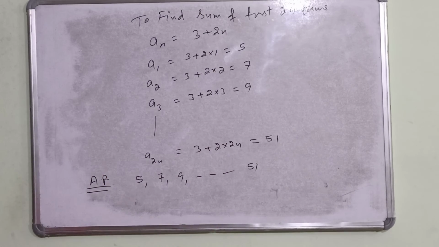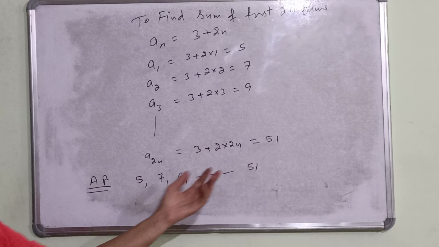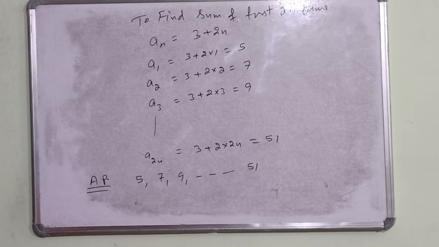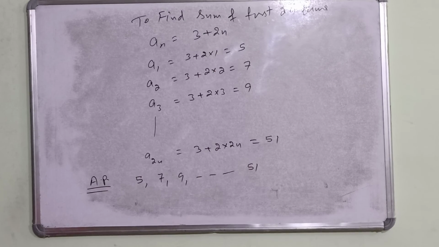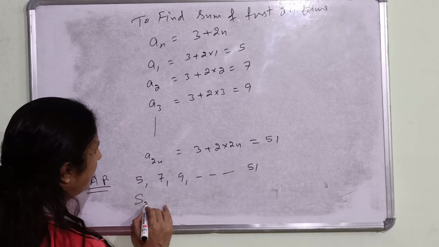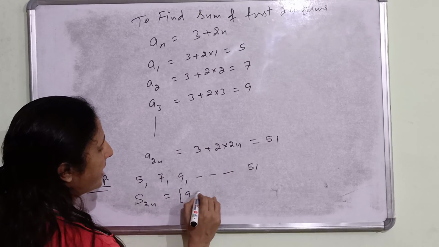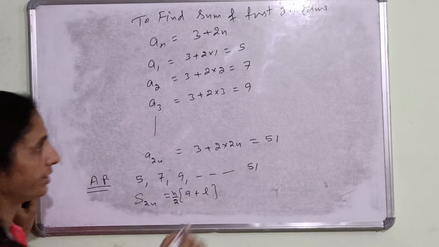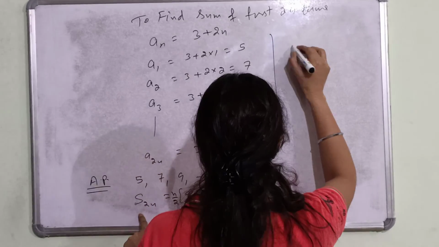So we have to find the sum. As you know, the last term is given, right? So you can use the formula n by 2 times (a plus l). The number of terms n is given as 24, so no need to find n. So we can use this formula to find the sum.